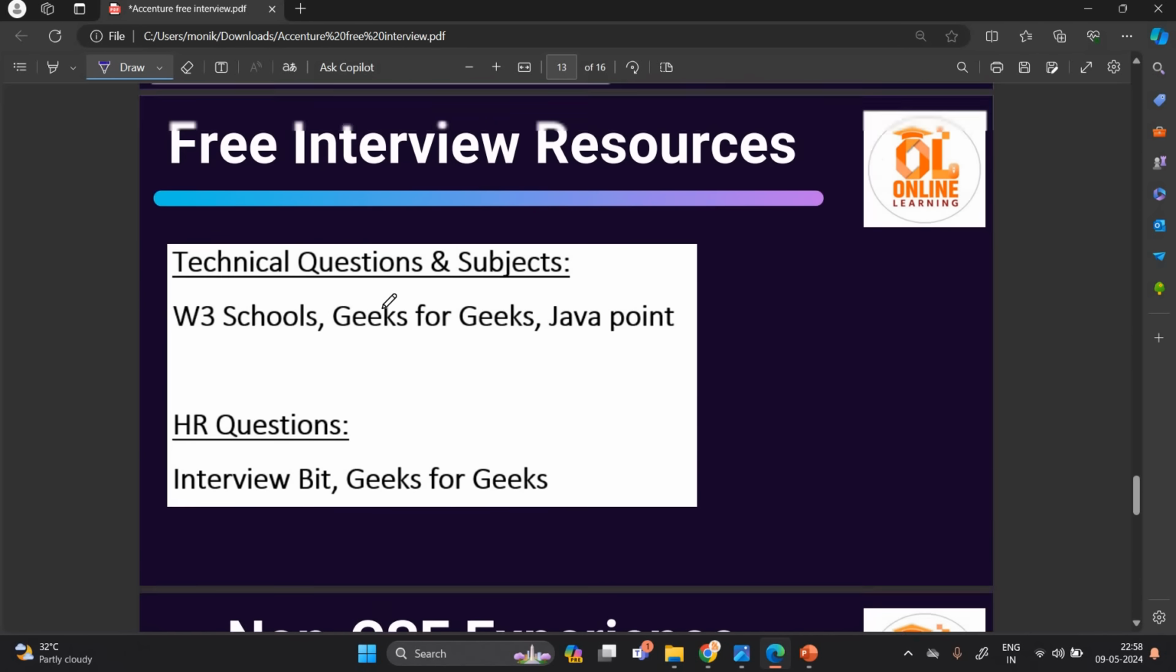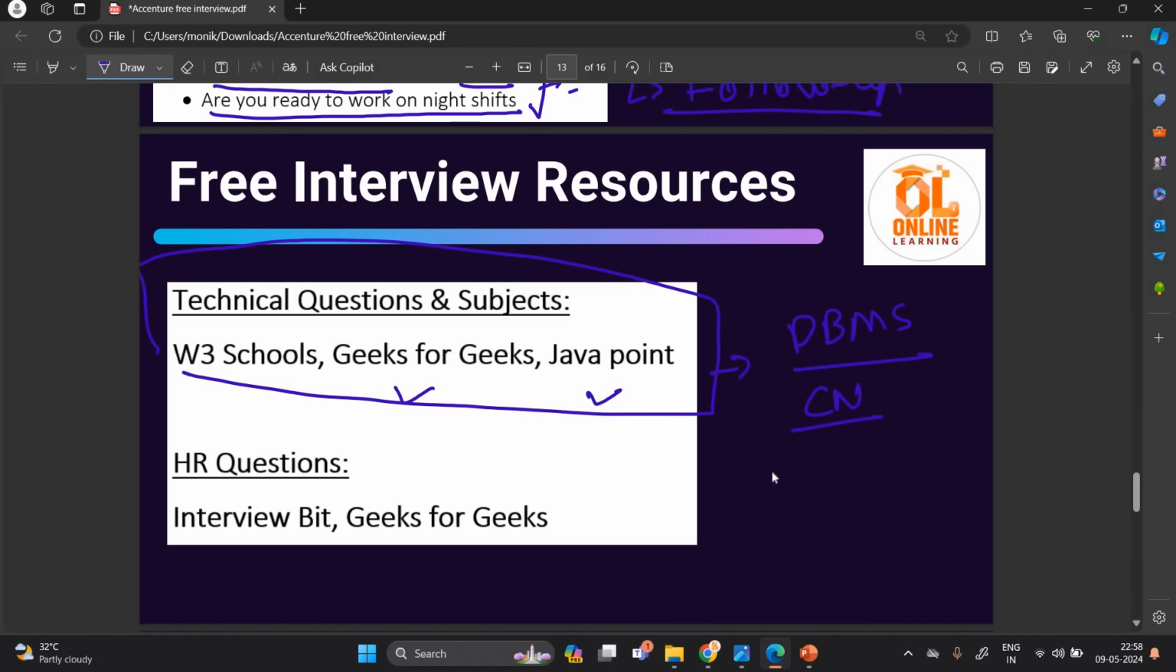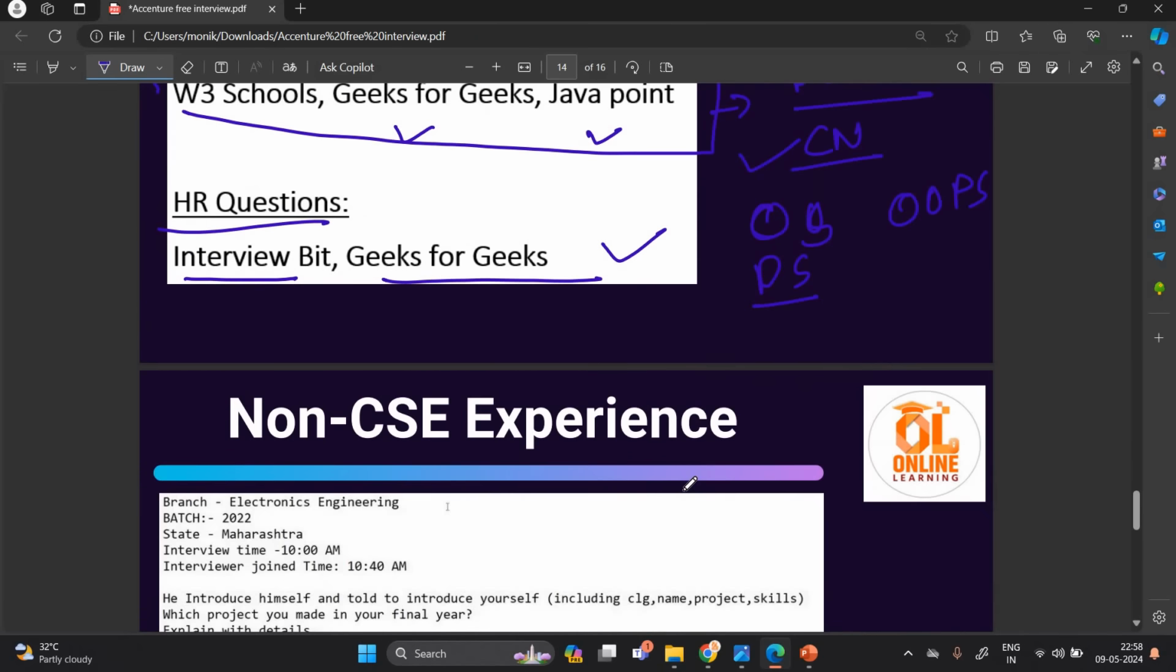These are the free interview resources, guys. Technical questions and subjects, W3 School, Geeks for Geeks, Java T Point. You can open any of the subjects like DBMS, computer network, operating system, object oriented programming, data structures, basic concepts. These are important subjects. HR questions, Interview Bit, Geeks for Geeks website is very, very important for you.